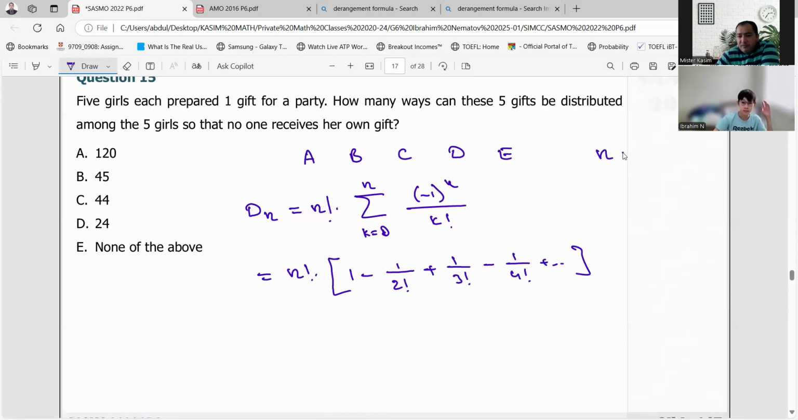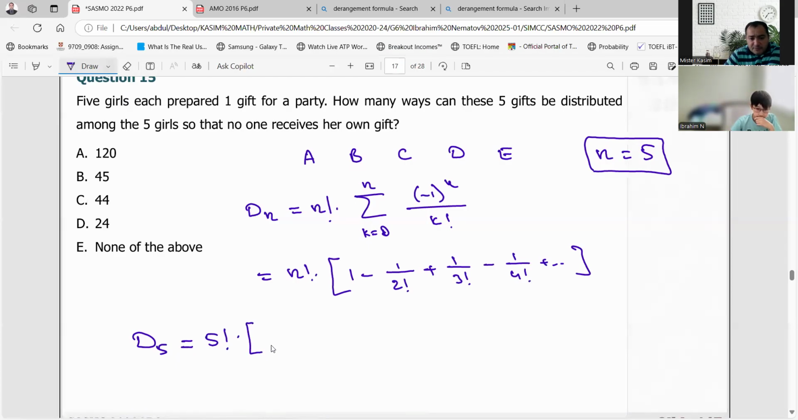In our case, we are talking about 5 girls, so n is equal to 5. So when n is equal to 5, if you calculate this derangement, D5 will be equal to 5 factorial times open parenthesis 1 minus 1 over 2 factorial plus 1 over 3 factorial minus 1 over 4 factorial plus 1 over 5 factorial.